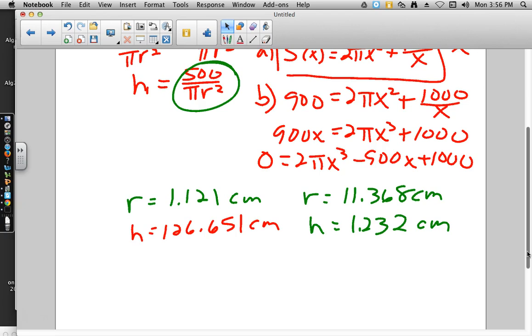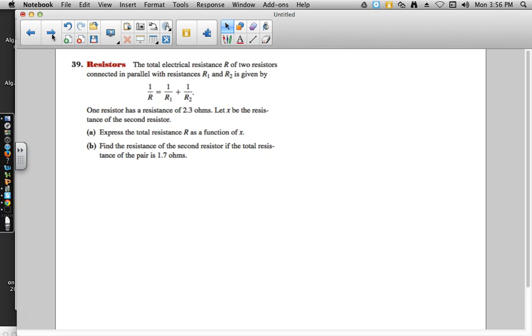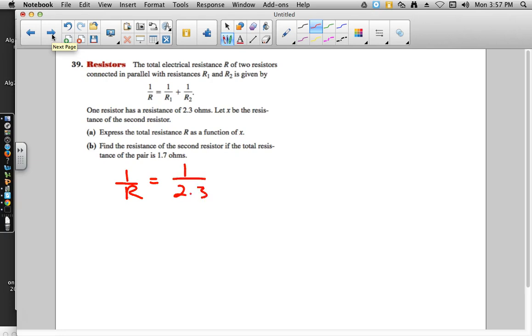Next up is number 39. 39 says the total electrical resistance R of two resistors connected in parallel with resistances R sub 1 and R sub 2 is given by 1 over R equals 1 over R sub 1 plus 1 over R sub 2. One resistor has a resistance of 2.3 ohms. Let X be the resistance of the second. So 1 over R equals 1 over 2.3 plus 1 over X. That's what they just said to do. You know, make one 2.3 and make the other X.